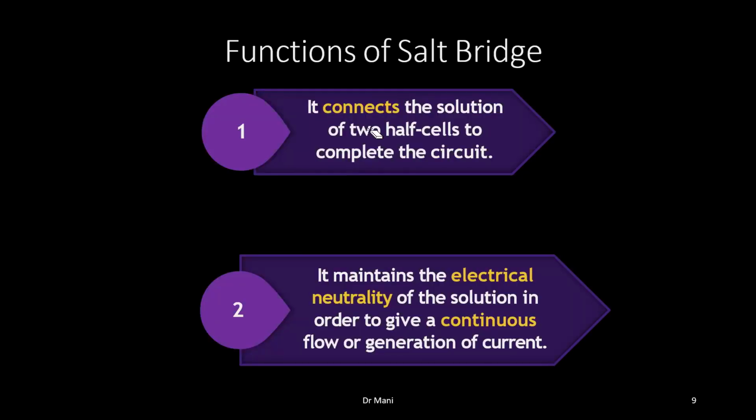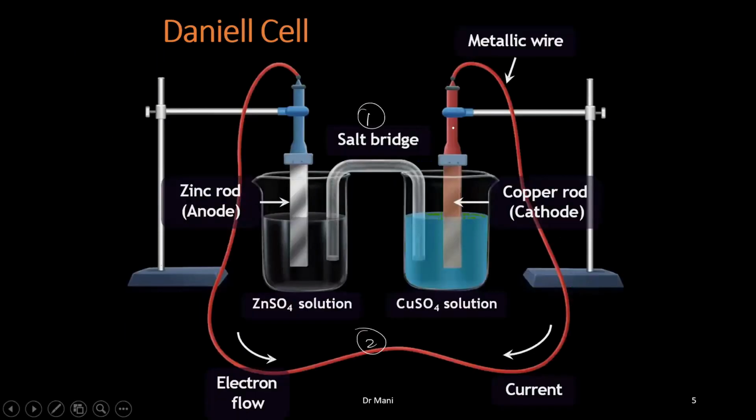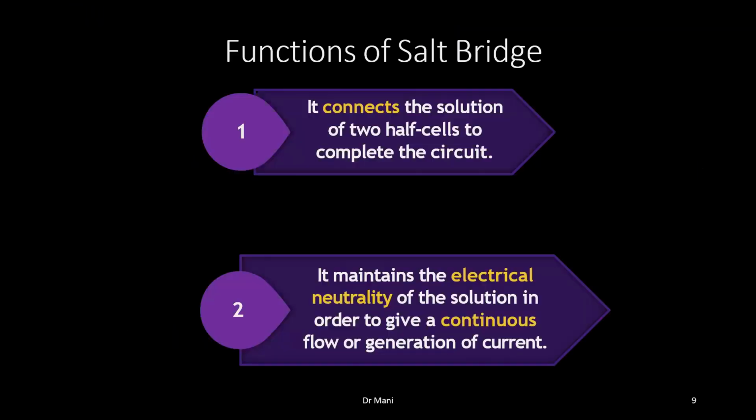It connects the solution of two half cells to complete the circuit. One thing it will do that. So what it will do? It will connect the solutions. You can see here, it is connecting the two solutions, and it is completing the circuit. Suppose here the charge is flowing, the electrons are flowing here. Then it has to complete the circuit. Second thing, it maintains the electrical neutrality of the solution in order to give continuous flow or generation of current. I'll explain this. What is the meaning of that?